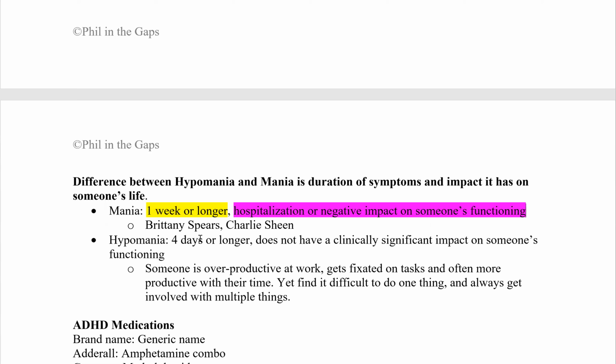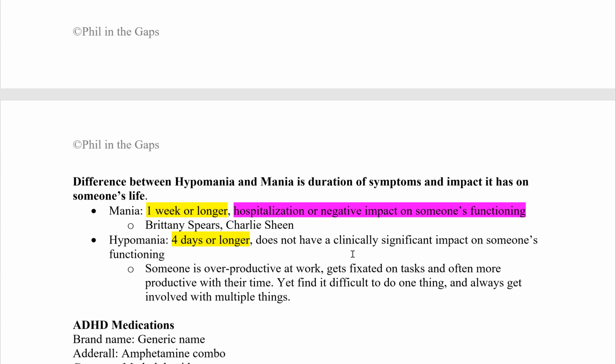Hypomania, on the other hand, is associated with bipolar 2 disorder. 2 plus 2 is 4, or since it's the second version, it's half of the first. So half of a week is 4 days or longer. It does not require a clinically significant impact on someone's functioning, and it requires an episode of depression. An example of this is somebody that is overproductive at work. They get fixated on tasks. They're more productive with their time, and they find it difficult to do one thing. So picture somebody at your job that is just flying off the handle. They're coming up with a ton of ideas.